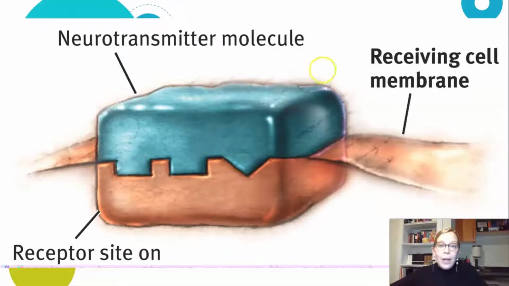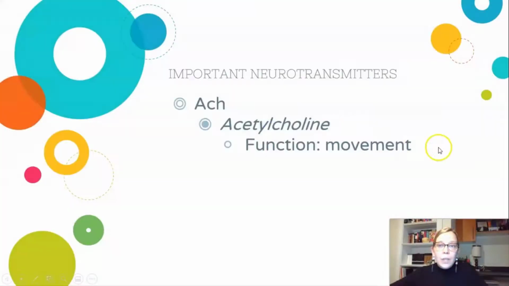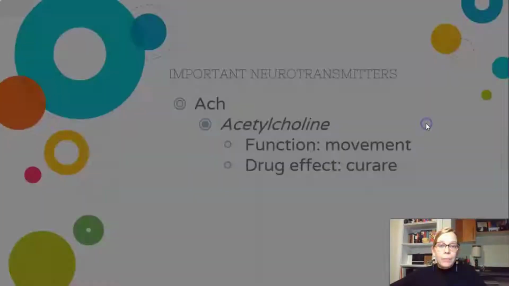So then what happens if, say, we have a neurotransmitter like acetylcholine? Acetylcholine is a neurotransmitter that has to do with the function of movement and a little bit with memory. So when acetylcholine, which is sometimes called ACh, is released, it can affect our movement and sometimes our memory, etc.